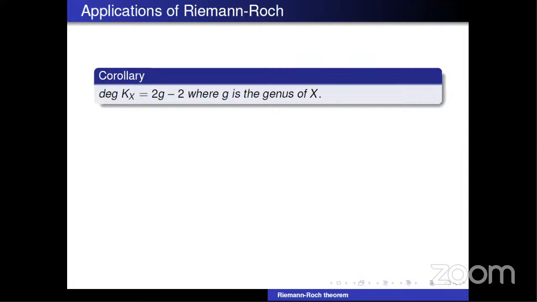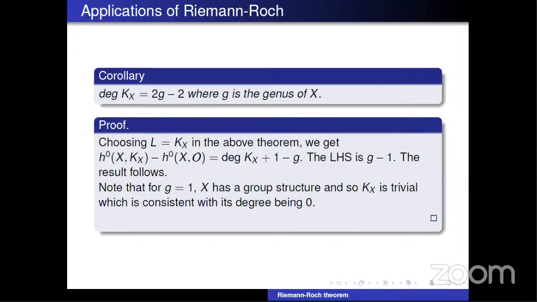Okay. Another application of the Riemann-Roch theorem is that we now know the degree of the canonical bundle is 2g minus 2, where g is the genus of X. Why is that? Choose L equal to K_X in the above theorem. The above theorem is the Riemann-Roch for line bundles, and we get h^0(X, K_X) minus h^0(X, O) is the degree of K_X plus 1 minus genus. But now the left hand side is g minus 1, because h^0(X, K_X), as I explained using Hodge decomposition, is equal to g. H^0(X, O) is just one dimensional because these are the global holomorphic functions on X, so that's one dimensional. So the left hand side becomes g minus 1, and so the degree of K_X becomes 2g minus 2.